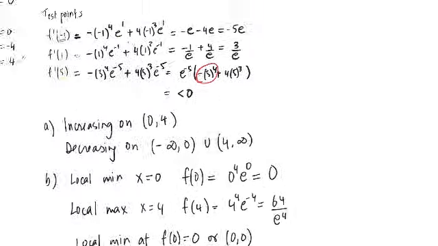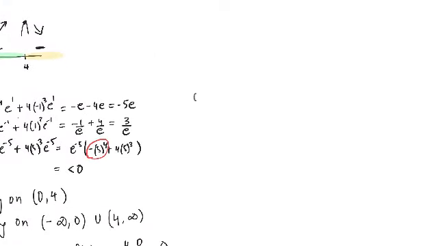Okay, let's talk about part C. Part C is asking us to find the intervals of concavity and the inflection points. So let's write our f equation again. F was just x to the 4th e to the negative x.